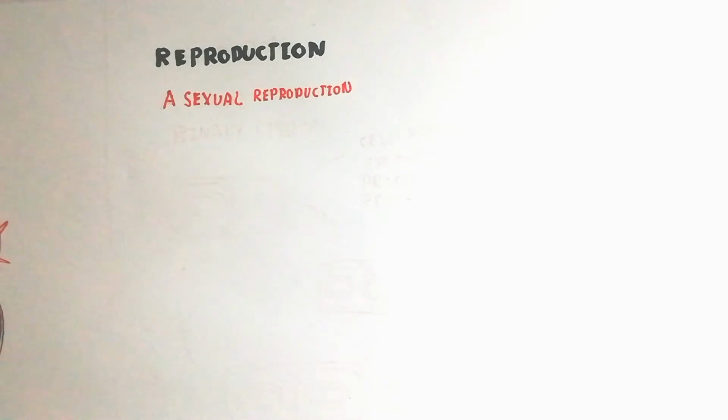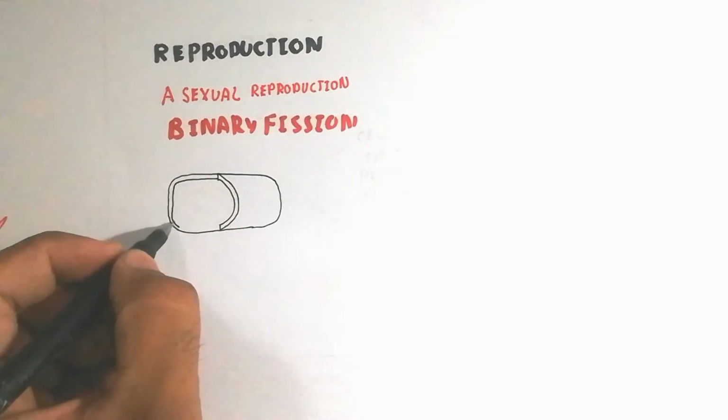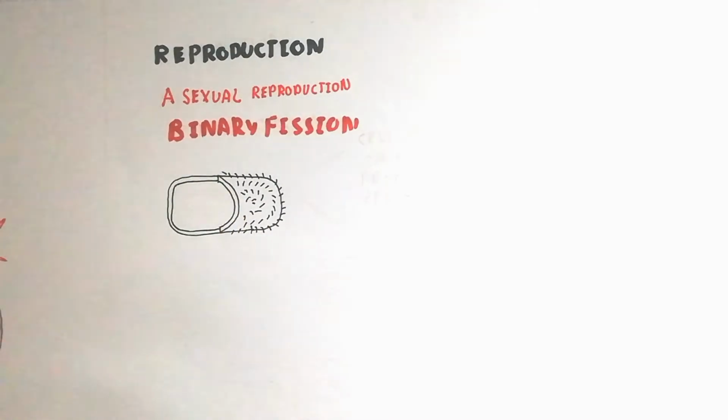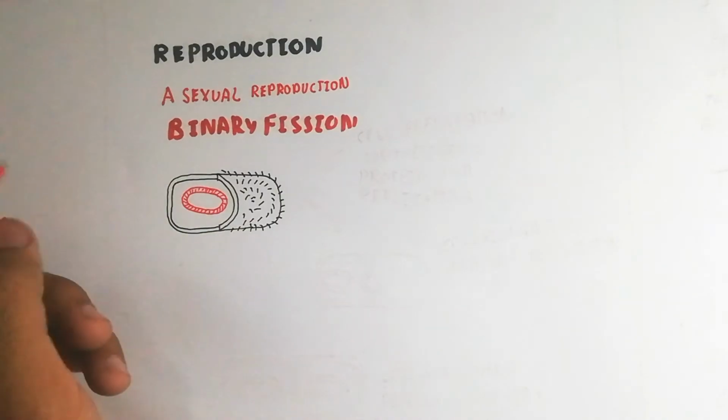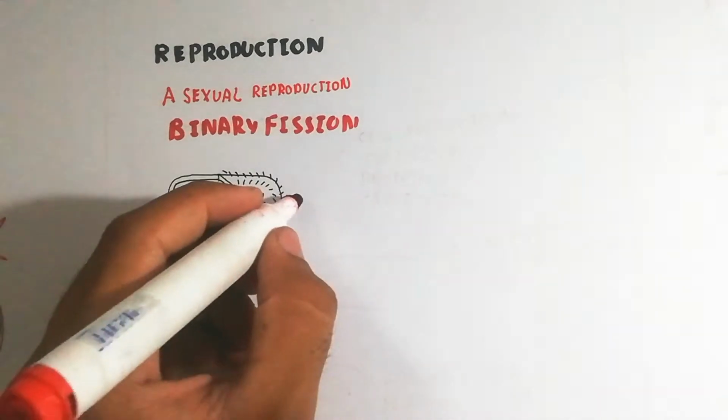First of all, we will talk about asexual reproduction, and sexual reproduction is also present in bacteria. As compared to the virus, the virus is using another way of replication. Here we will talk about the bacteria.